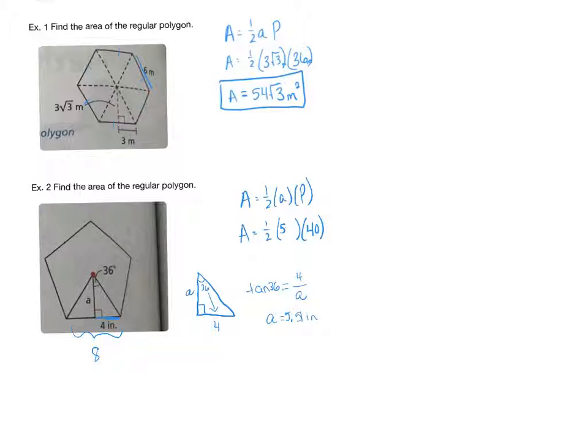So now I can put that in, 5.51, and I can take half of whatever I want to take first. It'd be easier to take half of 40, so that's 20 times 5.51, which results in the area of 110.2 inches squared.